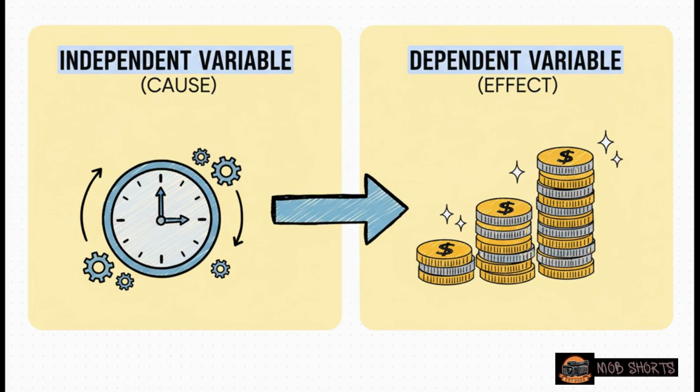The best way to remember the difference is to think cause and effect. The independent variable is the cause. It's the thing that changes first. On a graph, it always goes on the bottom, the horizontal x-axis. The dependent variable is the effect, or the result. Its value depends on the other one, and it always goes on the side, the vertical y-axis. Think about it. The amount of money you earn depends on the number of hours you work.